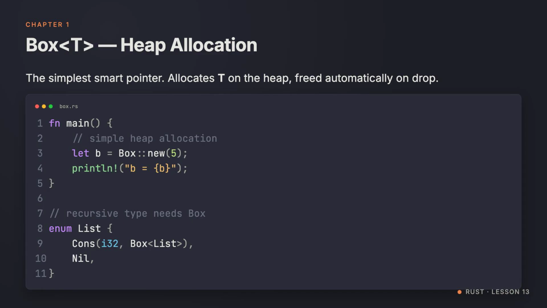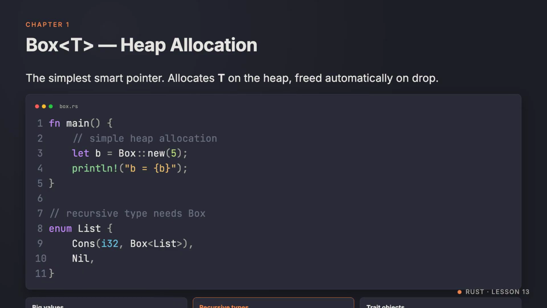First, when a value is too big to live comfortably on the stack, very large structs, for instance, that would blow out stack frames. Second, when you need to own a value whose size isn't known at compile time. This shows up most often with recursive types, like a linked list where each node points to another node. Without Box, the compiler would refuse to compile the type because it can't figure out how big each node is. Box has a known fixed size, just a pointer, so it breaks the recursion.